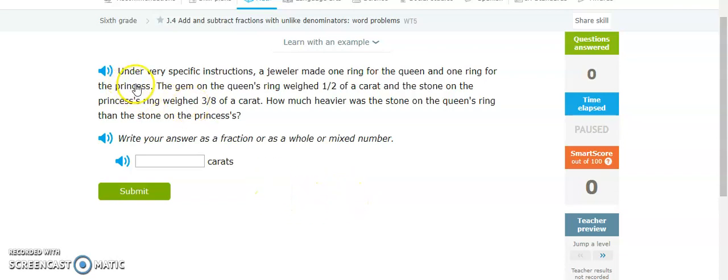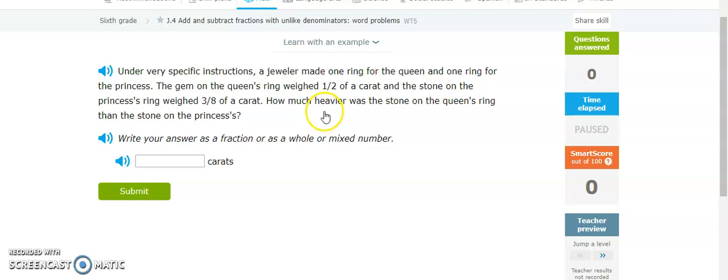So our first example, under very specific instructions, a jeweler made one ring for the queen and one ring for the princess. The gem on the queen's ring weighed 1/2 of a carat, and the stone on the princess's ring weighed 3/8 of a carat. How much heavier was the stone on the queen's ring than the stone on the princess's?